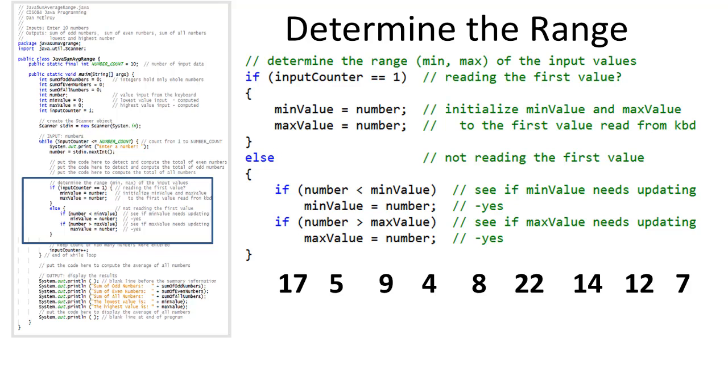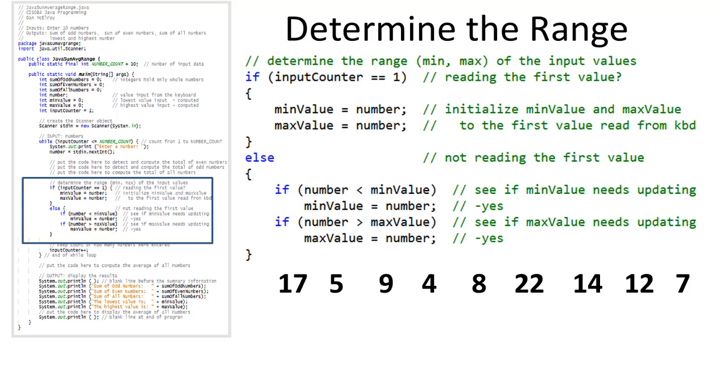Let's see how it works to determine the smallest value. Start with 17 as the min value. When the 5 is read, it is smaller than 17, so now 5 is saved as the min value. When a 9 is read, it is bigger than 5, so 5 stays as the min value. When the 4 is read, it is smaller than the 5, so 4 replaces the 5 as the new min value. As we keep reading more numbers, none of them are smaller than the 4, so the 4 remains as the min value.